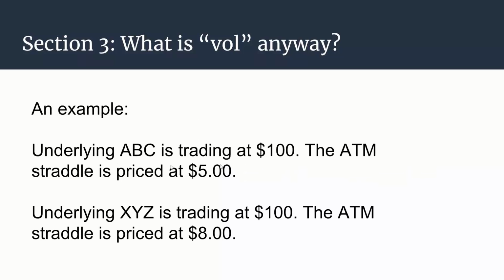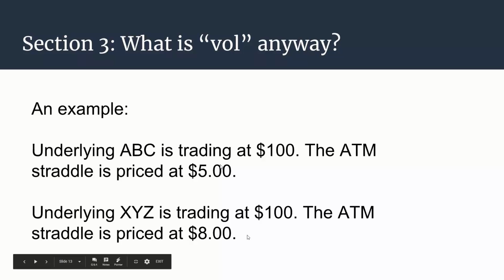Just a quick example. Let's say we've got ABC underlying trading at $100, and the at-the-money straddle, which is the long call and long put, or short call and short put, is priced at $5. And you have another underlying, XYZ, trading at the same underlying price of $100, and the at-the-money straddle is priced at $8.